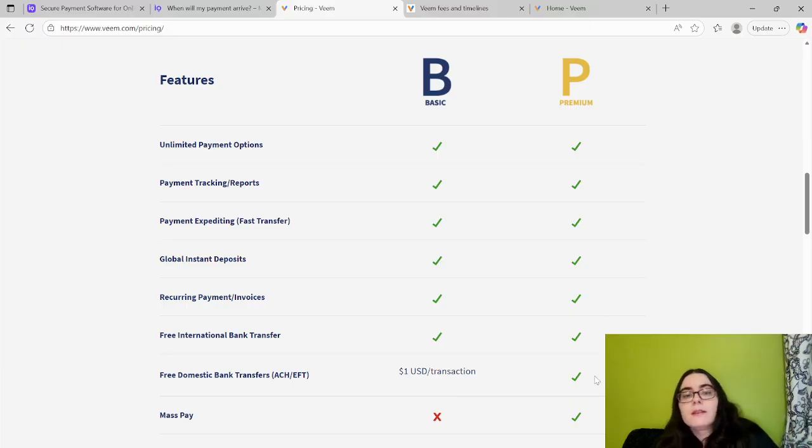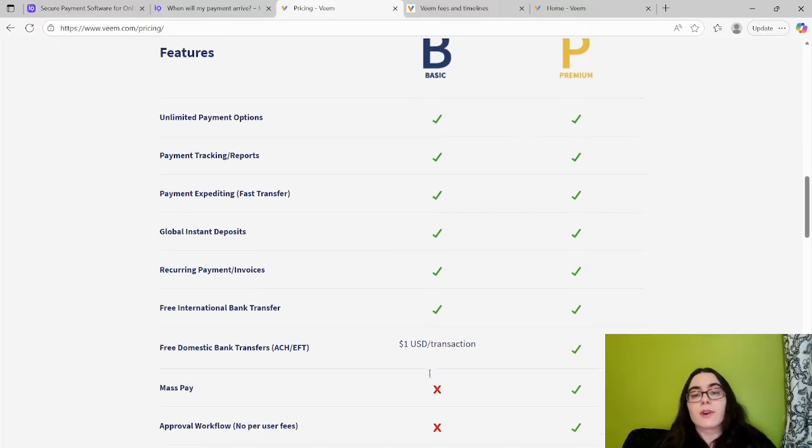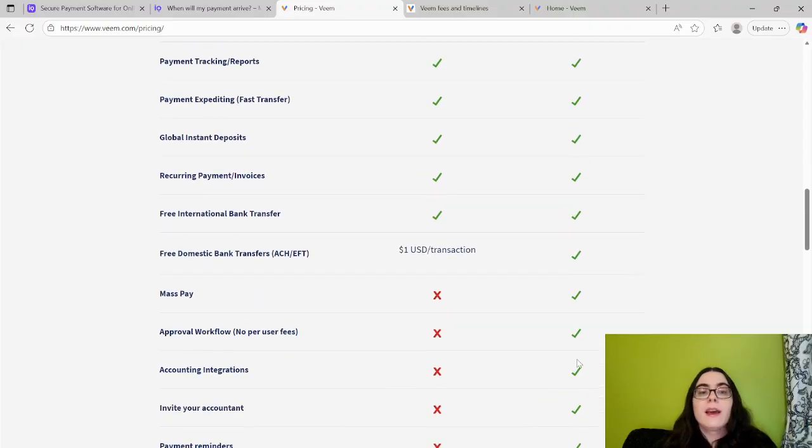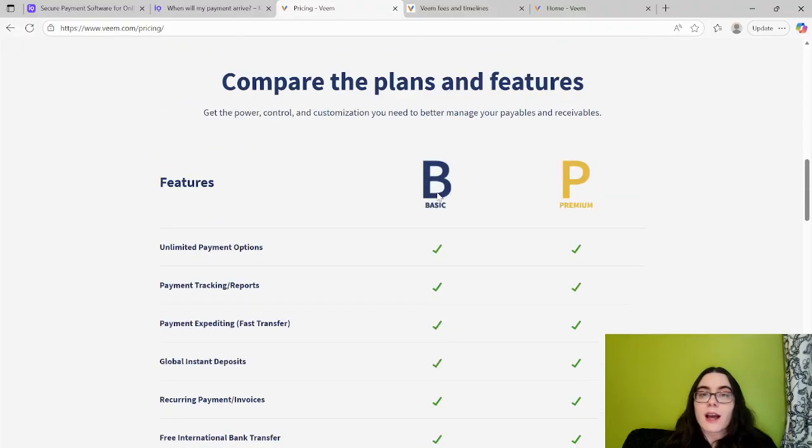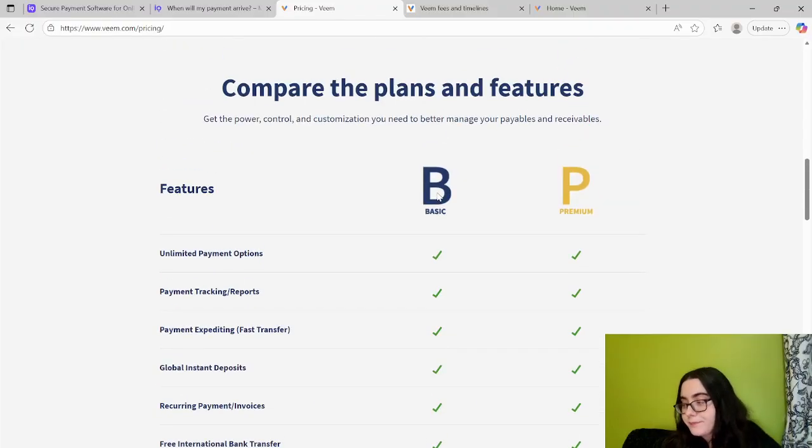With the premium plan, you're not facing that fee anymore, and you also get access to mass pay and the accounting integrations, which are not available with the basic plan.